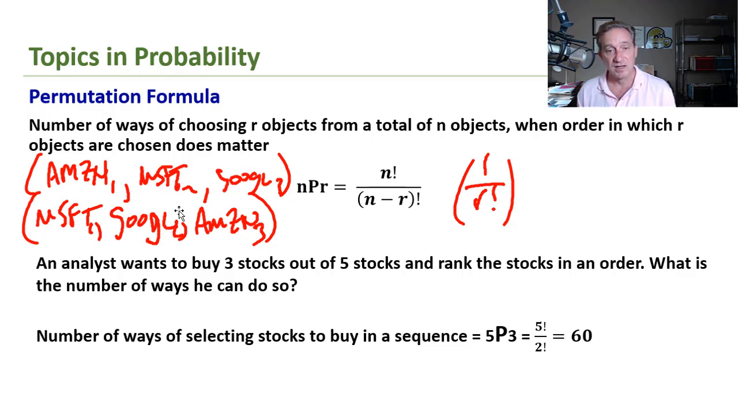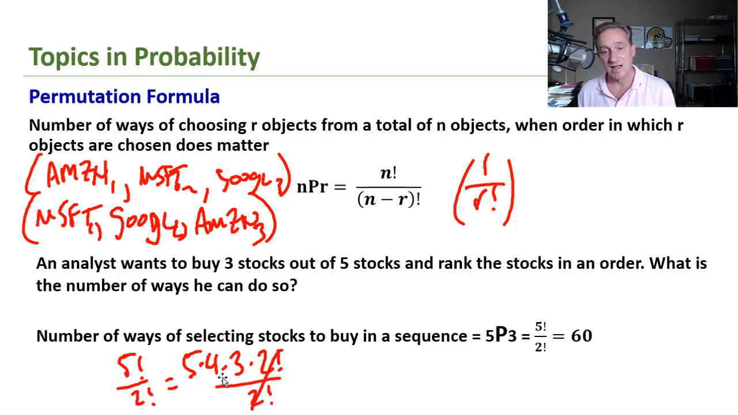So we have a lot more permutations, and in this case applying the formula, 5 factorial divided by 2 factorial. If I want 5 factorial divided by 2 factorial, I can see that it's 5 times 4 times 3 times 2 factorial divided by 2 factorial, so that these cancel, and I have 5 times 4 times 3, or 60, and I get my permutation.